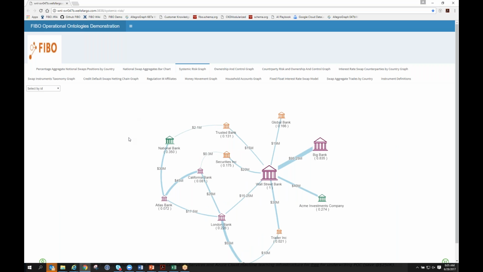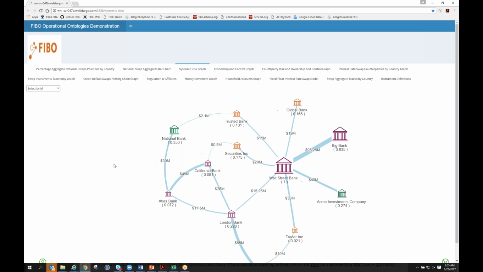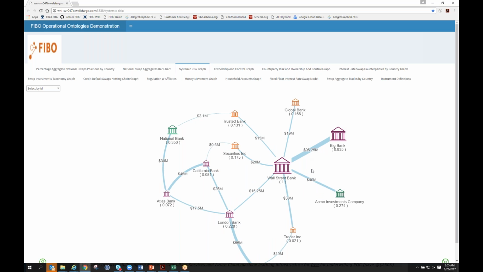So this next query, this just went against a semantic graph database. We're using Allegro graph for this test. And what it's showing is a set of counterparties in a derivatives trading network where we can use the properties of FIBO to demonstrate and look at the total aggregate position of each of these different organizations that are swap trading partners.